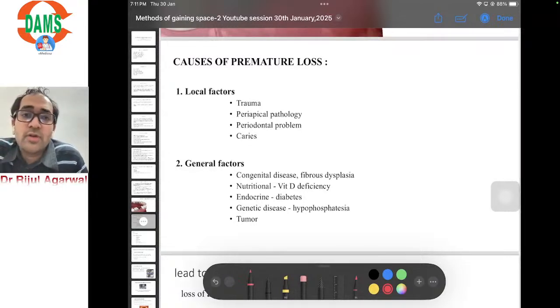So what is the cause of loss of space, or cause of premature loss of teeth? There can be two factors, that is local and general factors. Local factors are trauma to the deciduous teeth, periapical pathology like a carious lesion, and periodontal problems. And what are the general factors? Congenital diseases like fibrous dysplasia, nutritional deficiency leading to abnormal development, endocrine problems like diabetes, genetic diseases like hypophosphatemia, and tumors.